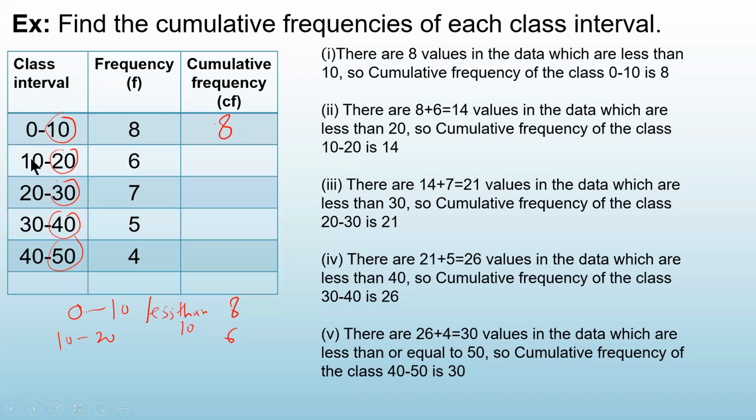Now look at the second interval. It is 10 to 20. To find out the cumulative frequency of this class interval, what I have to see, how many values are less than 20. यानी डेटा में कितने values 20 से छोटे हैं. ओके, नाउ 10 और 20 के बीच में 6 है और 0 और 10 के बीच में 8 है. तो कितने वैल्यू 20 से छोटे हुए? 8 और ये 6, दोनों को ऐड करो. कितना आ गया? 14. Correct? 8 plus 6, that is 14.